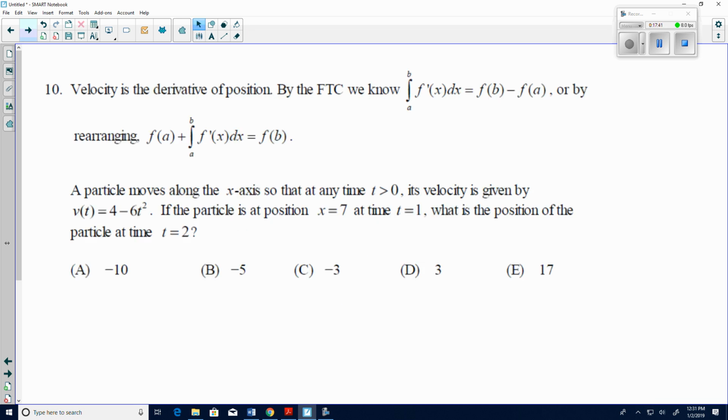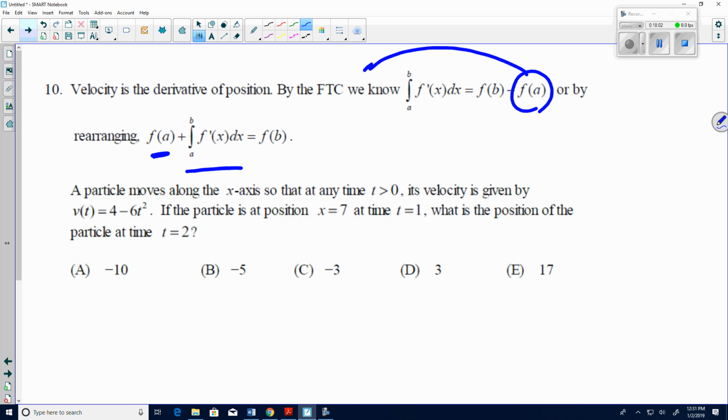Number 10, velocity is the derivative of position by the fundamental theorem. Again, we're seeing this: the integral from a to b of f prime is in fact f of b minus f of a. Or by rearranging, if we move this f of a to the left side of the equation, we have f of a plus the integral of f prime of x between a and b gives us f of b.